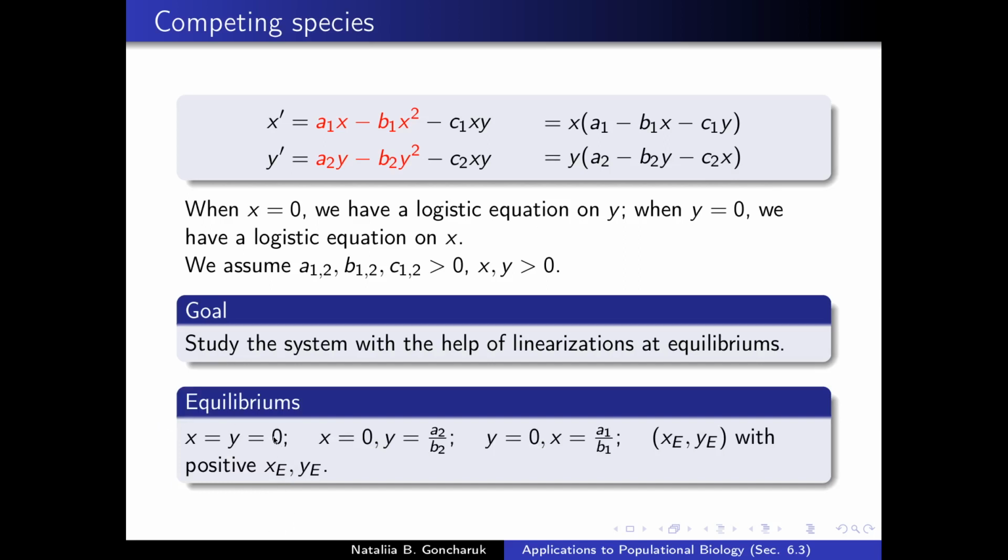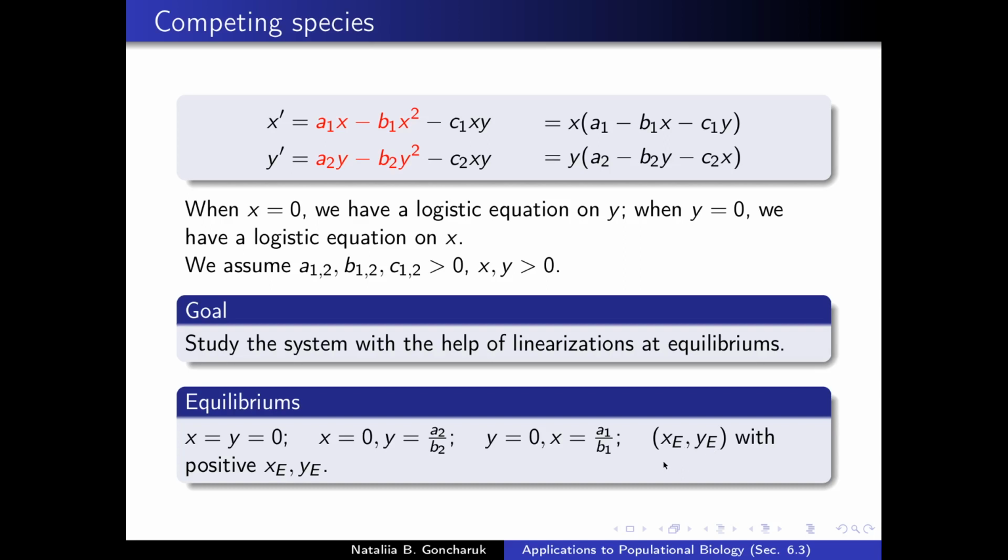The 0 equilibrium corresponds to the case when you have no animals at all, and this is not going to change. The second equilibrium is when you have no X species, and then Y is at the equilibrium position for the logistic equation. Same for this equilibrium. And then the most interesting equilibrium is when both X and Y are non-zero. This is when species coexist. The amount of both species is non-zero.